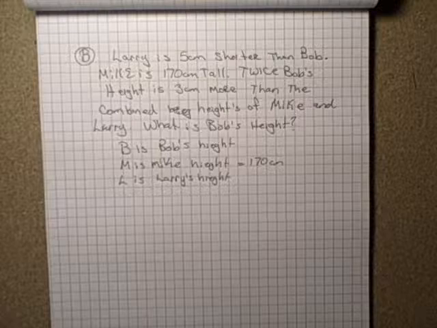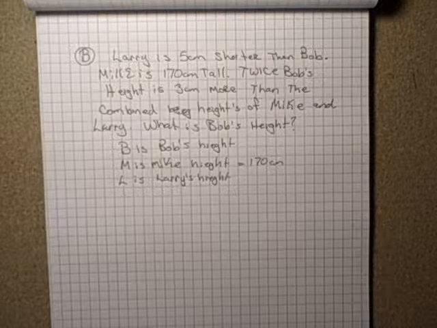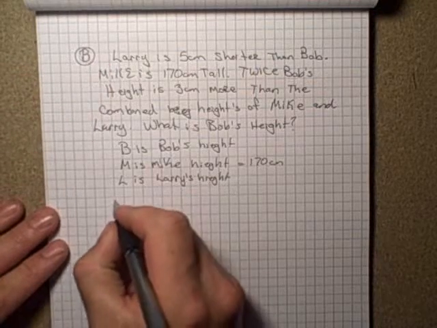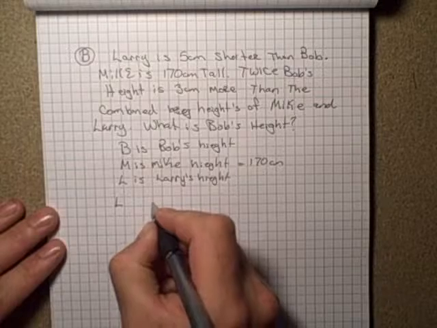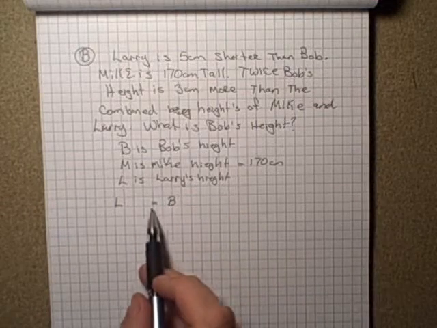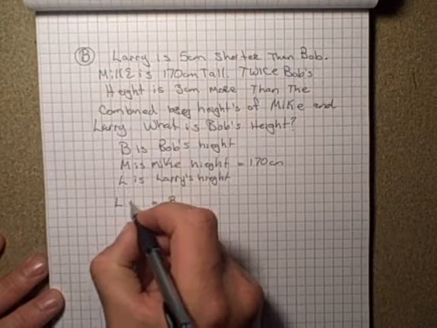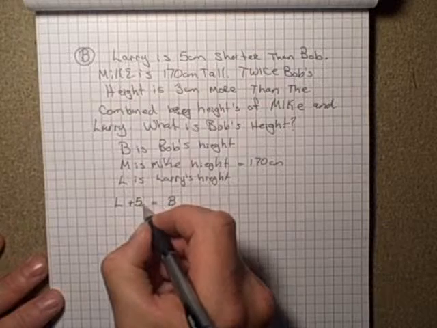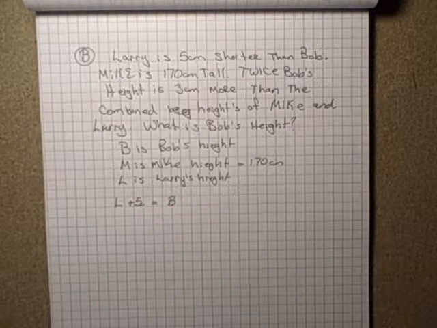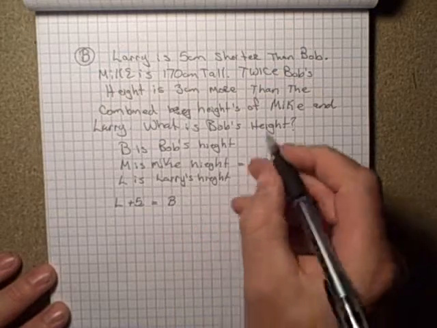Larry is 5 centimeters shorter than Bob. So Larry is shorter than Bob, so if he's shorter and you want to be equal and get the same height, you have to add height to him. So you have to add 5 centimeters. Okay, so Larry plus 5 centimeters would give you Bob's height. That's our first equation.